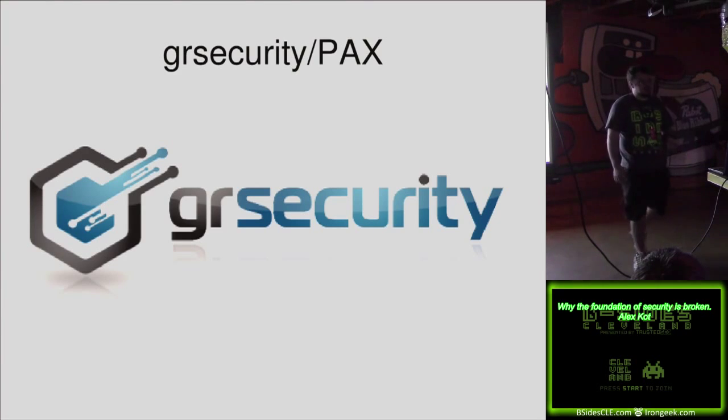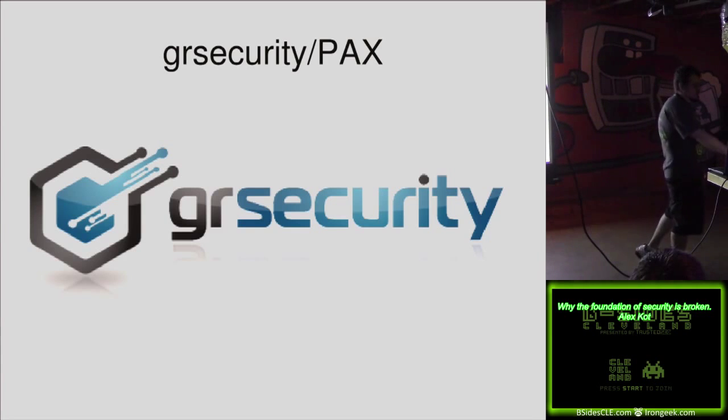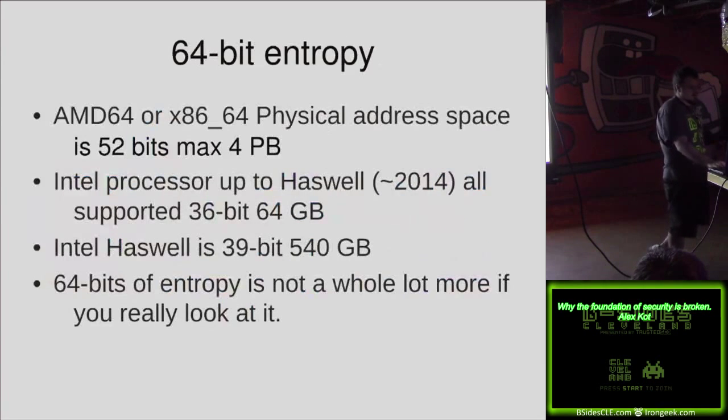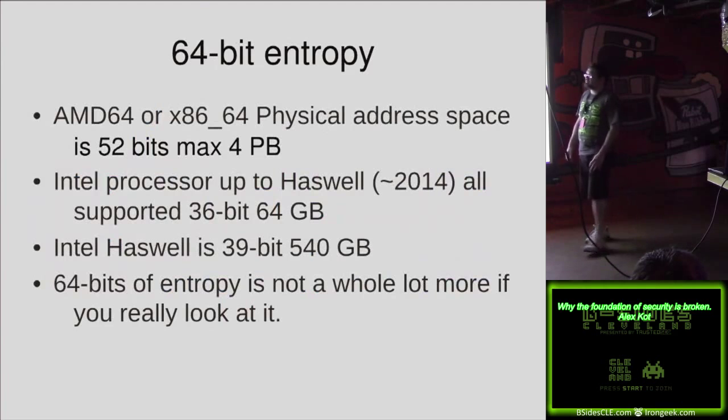The RBAC in grsecurity is optional. So you have the option if you want to run grsecurity just because of the PaX functions for your DEP, ASLR, additional stack canary preventions. You could actually run grsecurity and SELinux side by side if you don't like the grsecurity version of their access controls. Another topic to go over is 64-bit entropy.